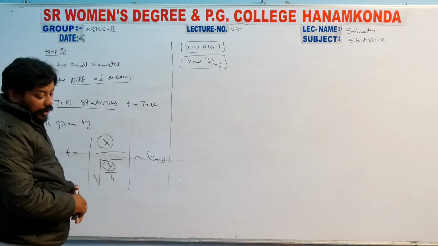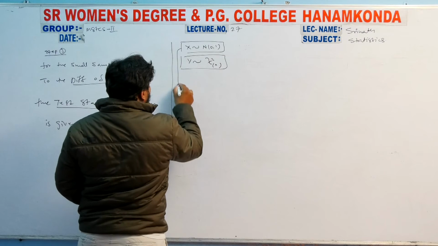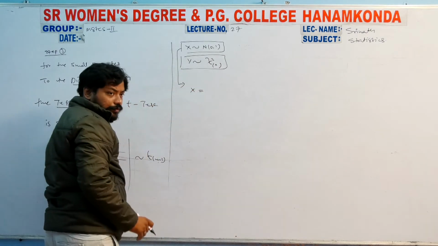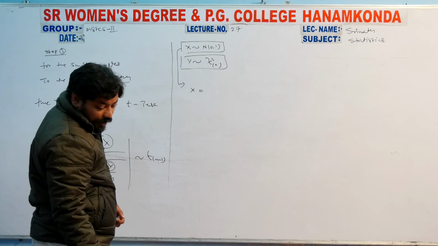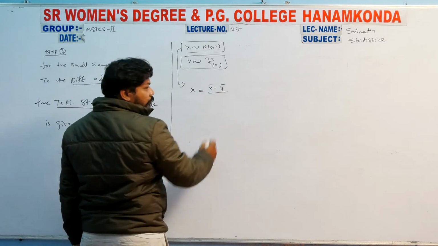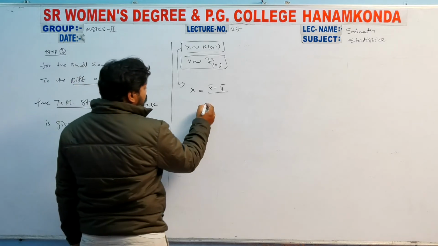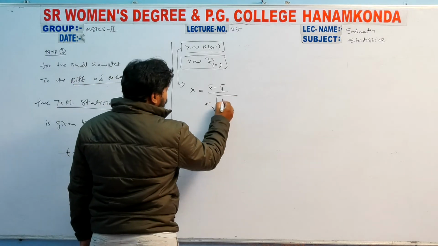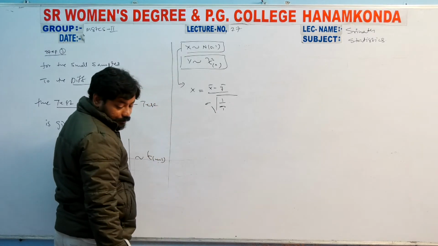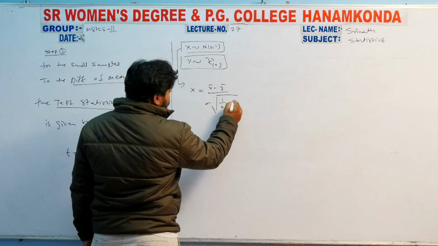And x variable follows the normal distribution, so x is equal to x bar minus y bar, divided by sigma into under root of 1 by n1 plus 1 by n2.